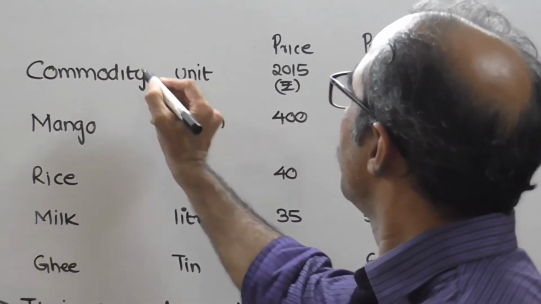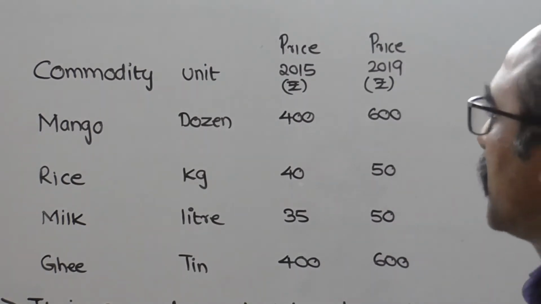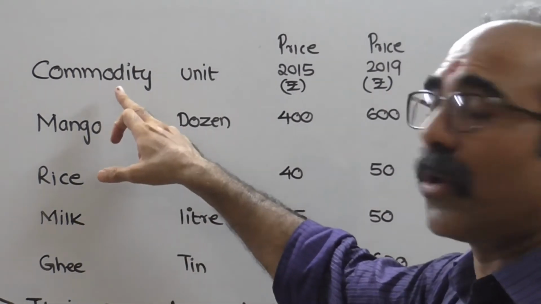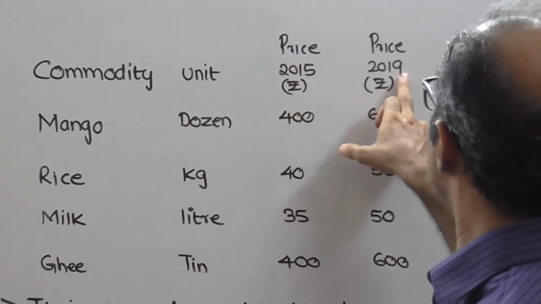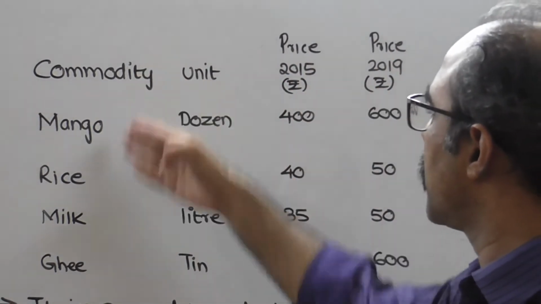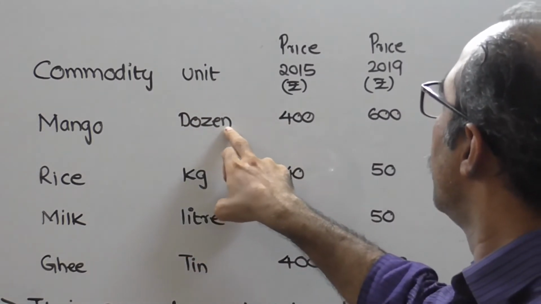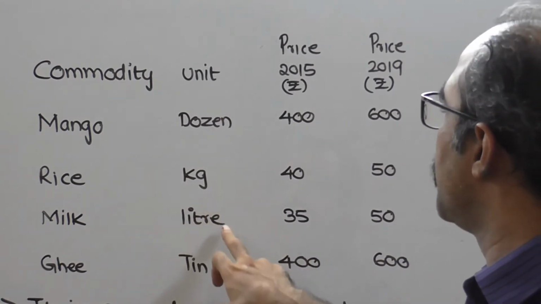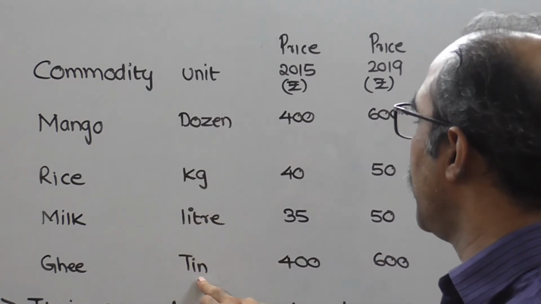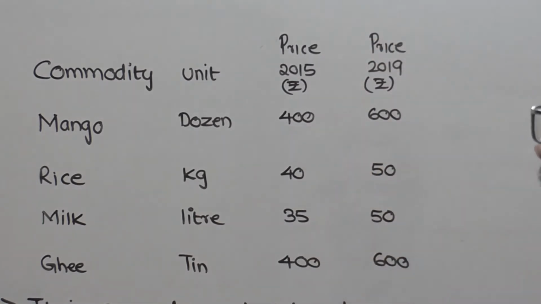Let's take another example to understand the concept of index numbers, why it is used. See, I got commodities, unit, price 2015, price 2019. These are the commodities: mango, rice, milk, ghee. Mango is given in terms of dozen, 1 dozen. Rice per kg, milk per liter and ghee is per tin. They have given the cost for 2015 and 2019.